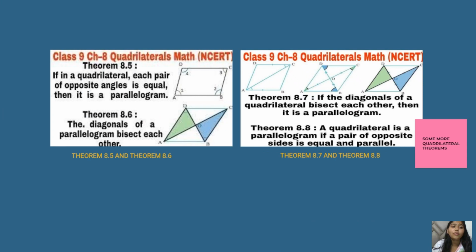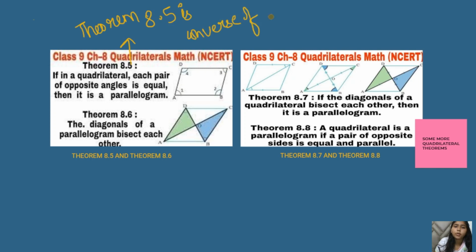Right, let's now move forward towards another theorem, that is theorem 8.5. Our theorem 8.5 says that in a quadrilateral, if each pair of opposite angles are equal, then it is a parallelogram. Basically, theorem 8.5 is the converse of theorem 8.4. They are the converse of each other. Now let's move forward towards another theorem, that the diagonals of a parallelogram bisect each other.